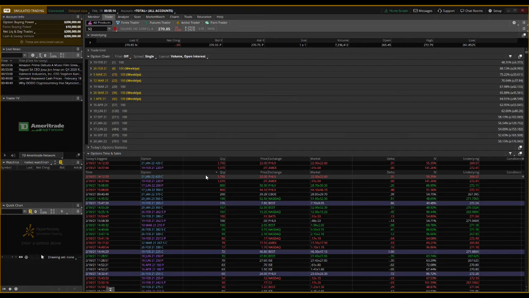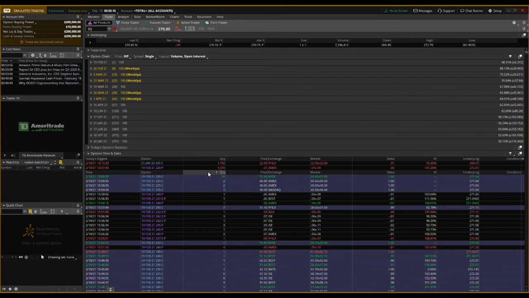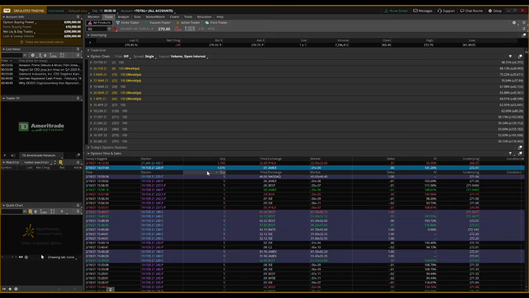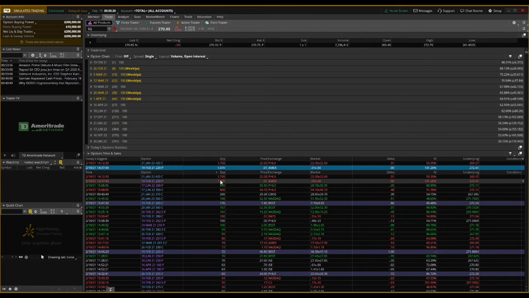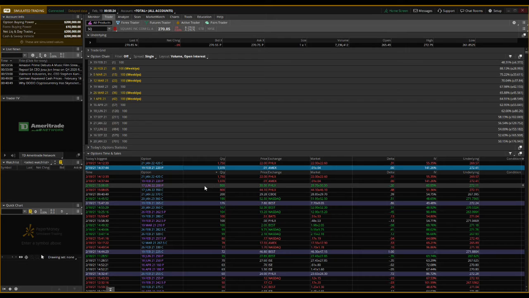Now I usually like to look at it by the quantity amount, because it's going to tell me pretty much what was the highest order, or the highest volume order, that came in. As we can see, there are big orders. It looks like these puts were bought.